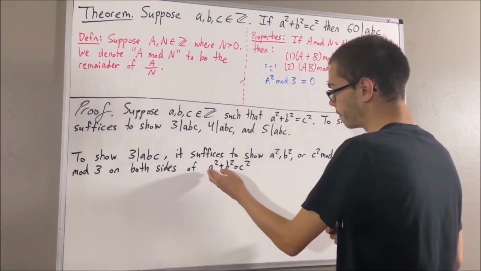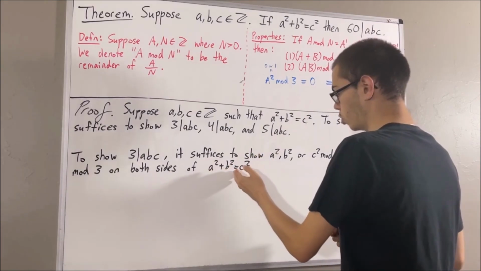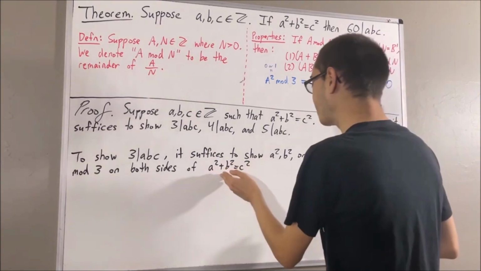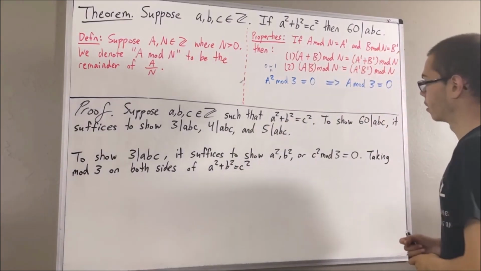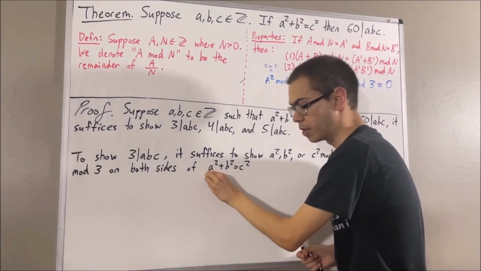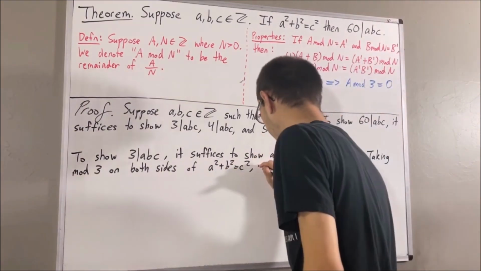If we do that, the left-hand side is going to be a squared plus b squared mod 3, equal to the right-hand side, which is c squared mod 3. Now, on the left-hand side, we can apply our first property regarding modular arithmetic, which tells us that the left-hand side is a squared mod 3 plus b squared mod 3, the entire thing mod 3.